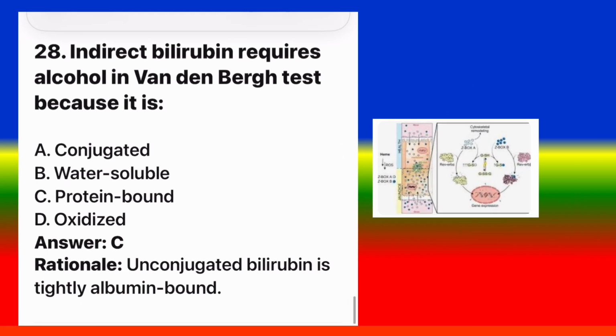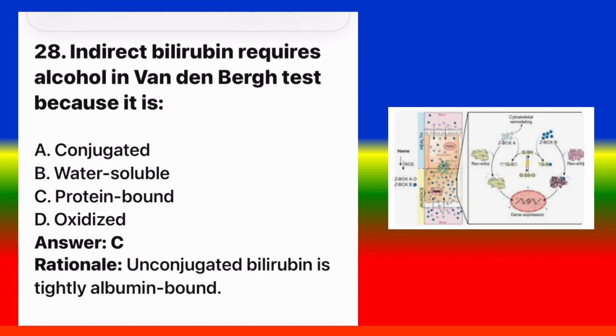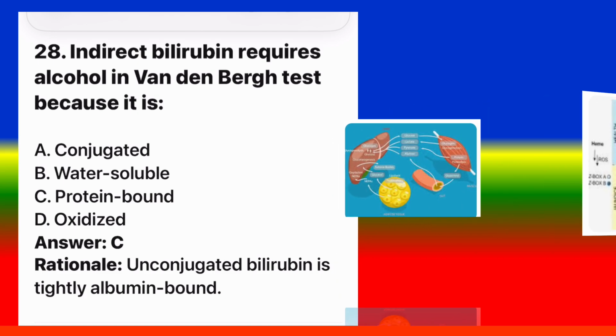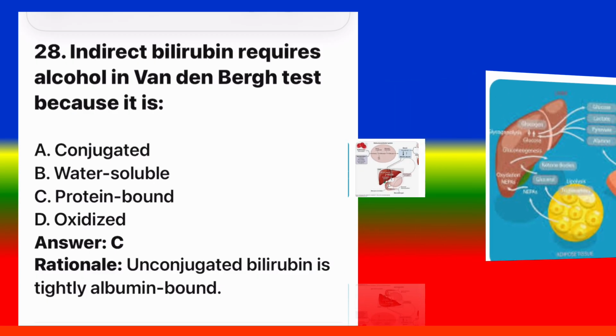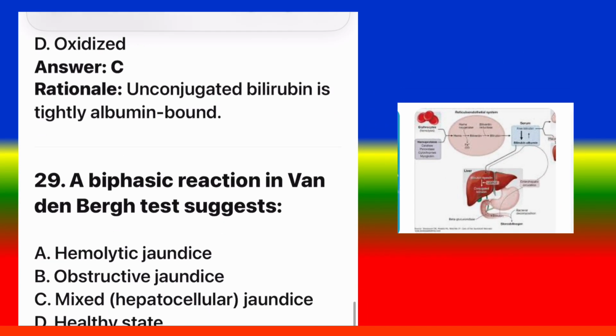28. Indirect bilirubin requires alcohol in Van den Bergh test because it is A. Conjugated, B. Water-soluble, C. Protein-bound, D. Oxidized. Answer C. Rationale: unconjugated bilirubin is tightly albumin-bound.